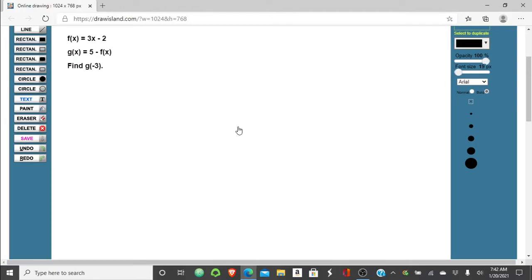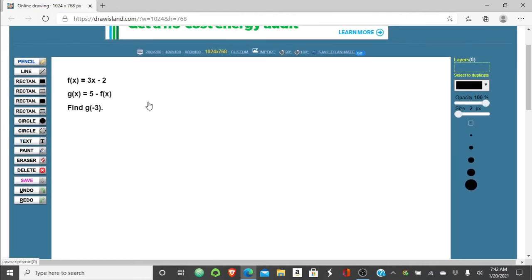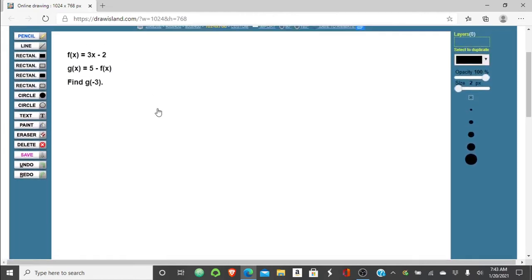Okay, on to our next problem. In this particular problem, we have two functions, f of x equals 3x minus 2, and g of x, which equals 5 minus f of x. And we're asked to find g of negative 3. So my first thing that I need to do is find f of negative 3.